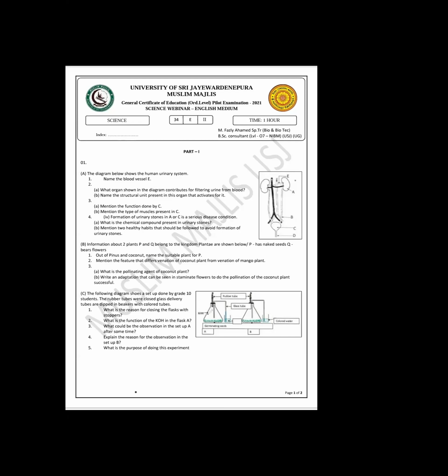Third one: mention the functions done by C. What is the function of the C part? The bladder, storage of urine. C is bladder, storage of urine. That's the correct answer.